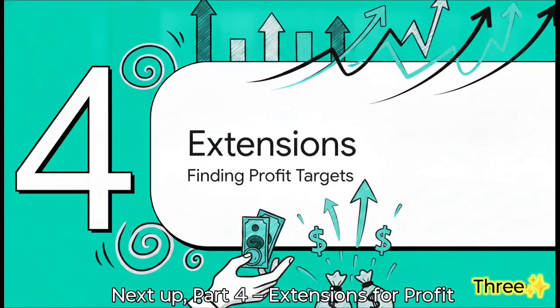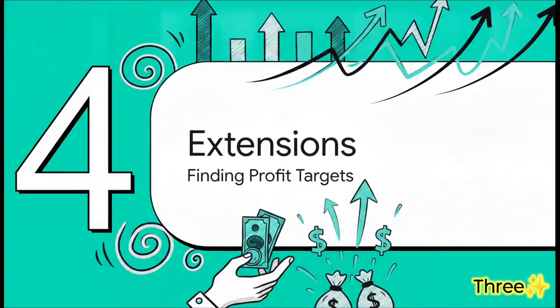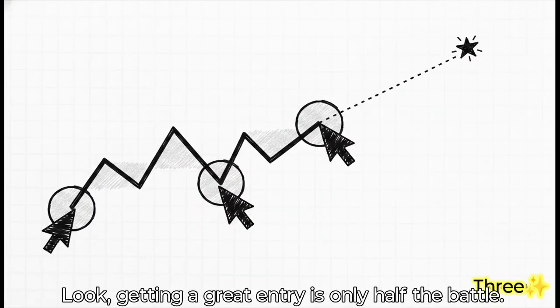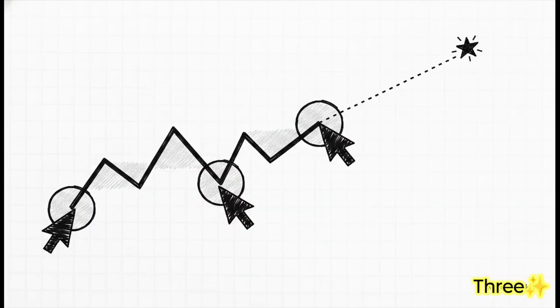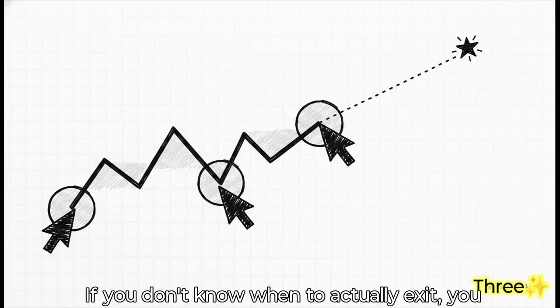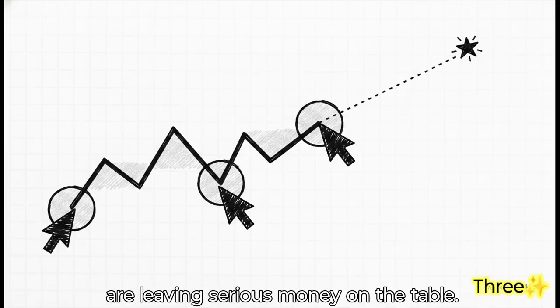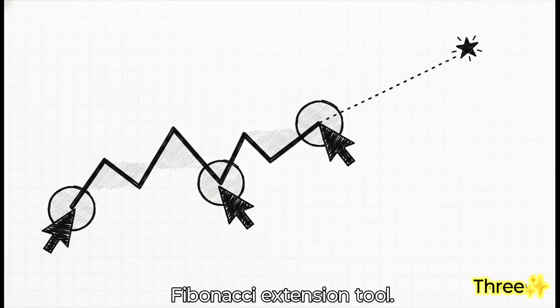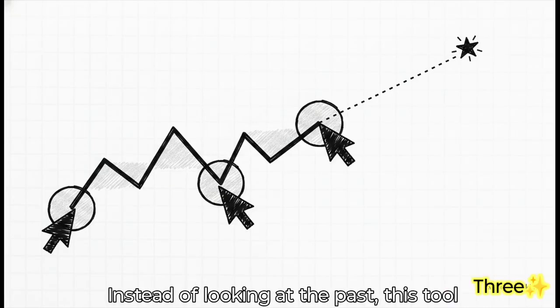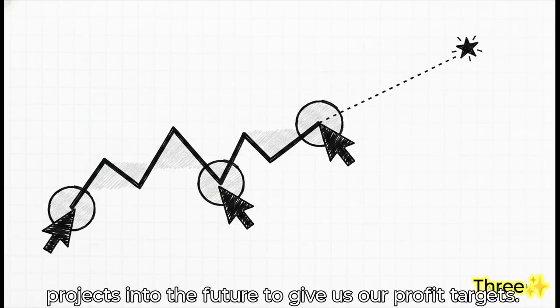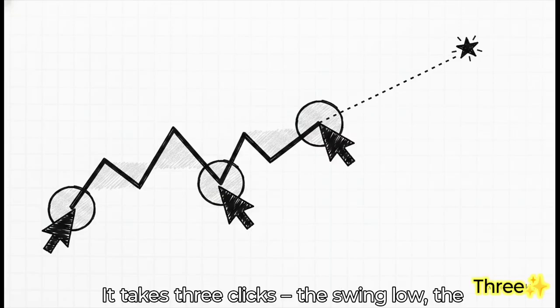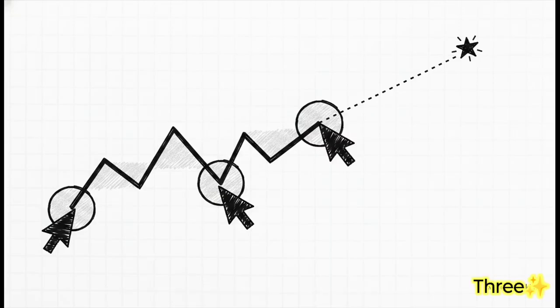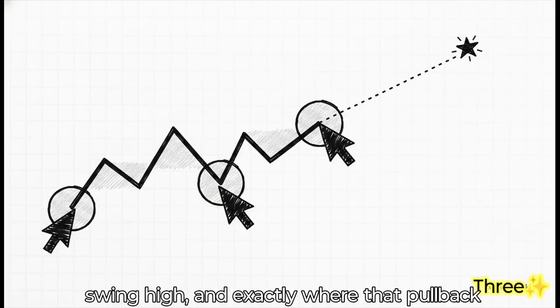Next up, part 4, extensions for profit. Look, getting a great entry is only half the battle. If you don't know when to actually exit, you are leaving serious money on the table. For this, we swap over to the trend-based Fibonacci Extension tool. Instead of looking at the past, this tool projects into the future to give us our profit targets. It takes 3 clicks: the swing low, the swing high, and exactly where that pullback ended.